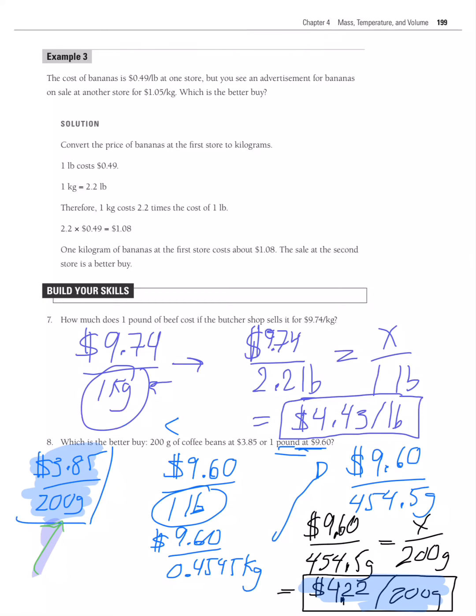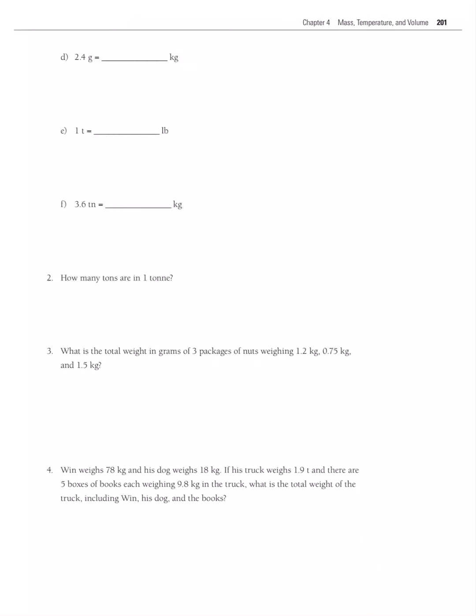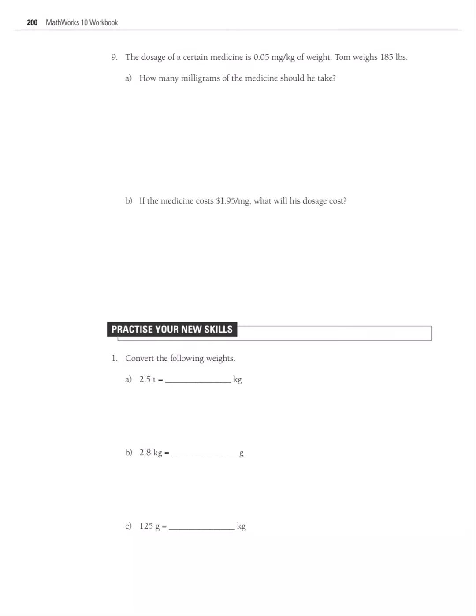All right, so I'll let you try the practice your skills section on your own. Try number 1 to 7, using the formula sheet, and then there will be a hand-in assignment when we come back. All right, good luck.